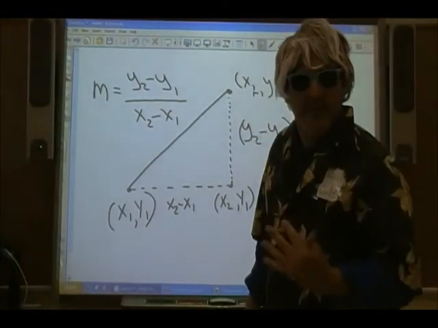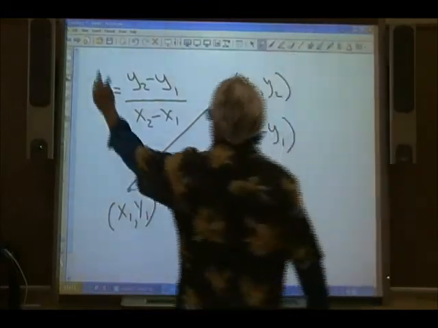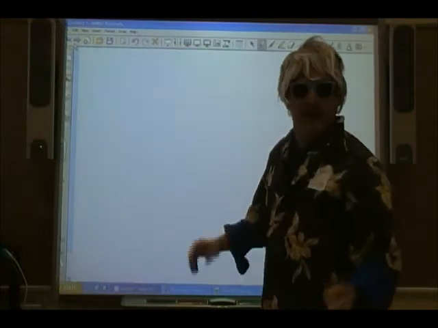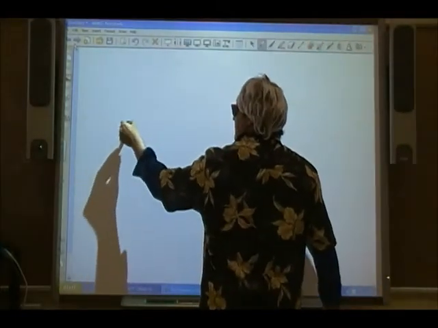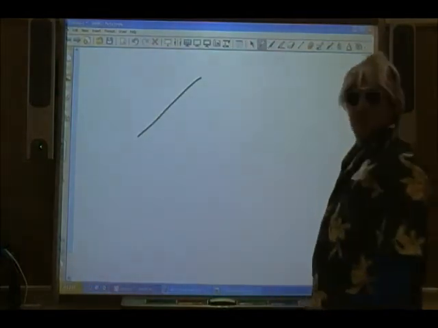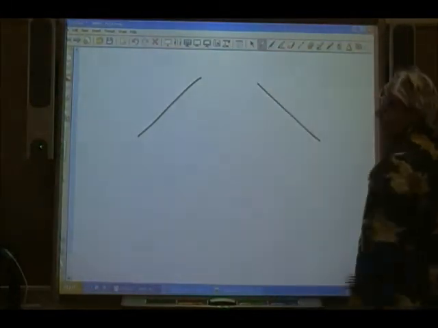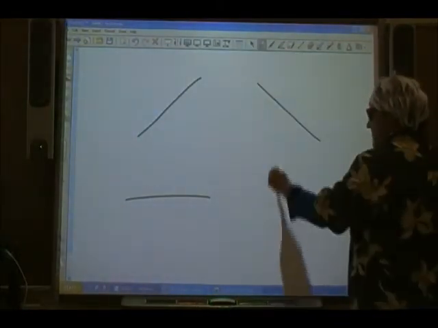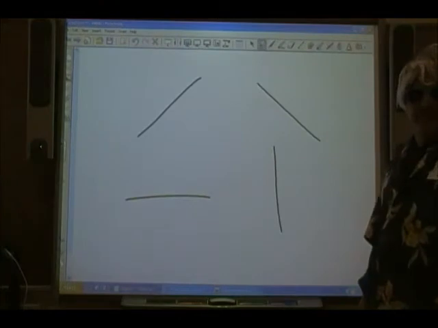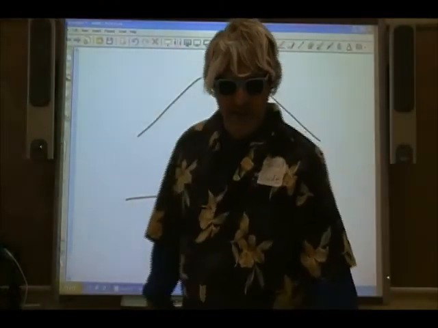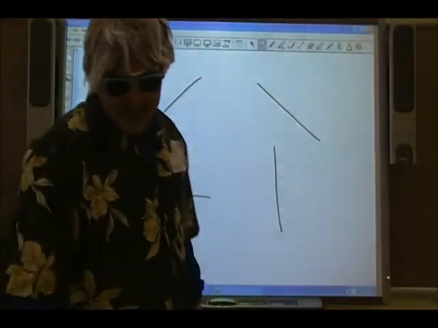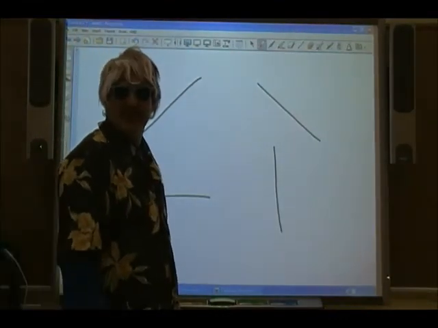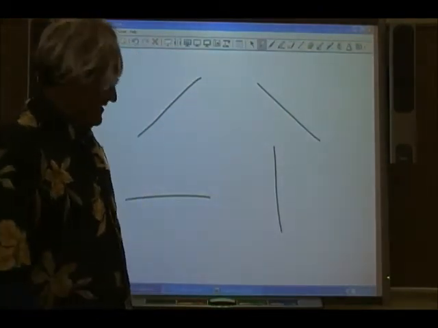And there are 4 types of slope that I would like to show you. See, if I wanted to draw a line, there's only 4 ways I can draw the line. I can draw it going like this, or I could draw it going down, or I could draw it going this way, or I could draw it going this way. Can you think of another way to draw the line? Huh? You can't, because those are the only ways you can do it.